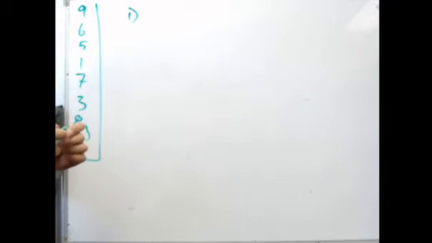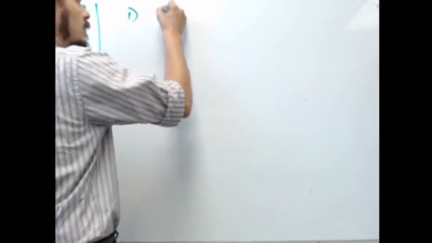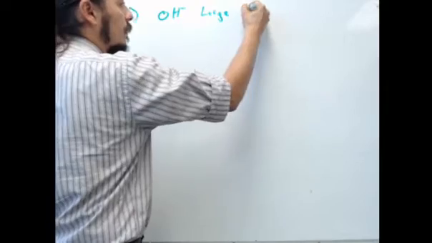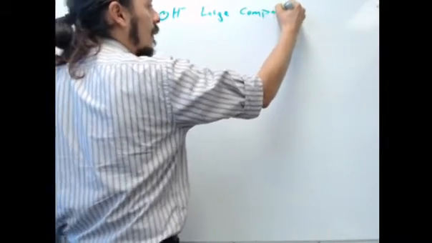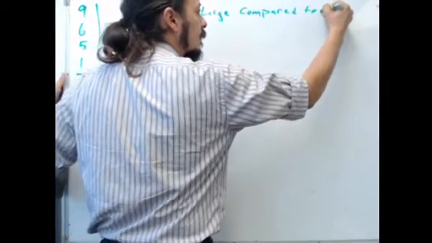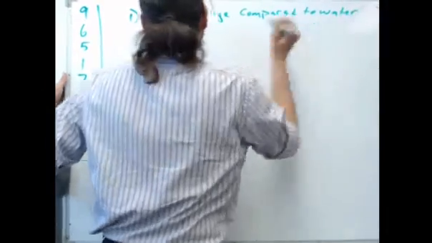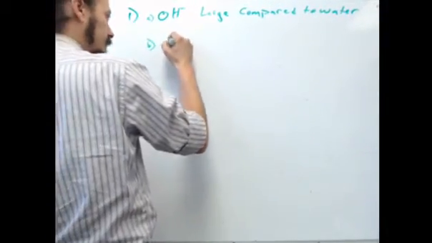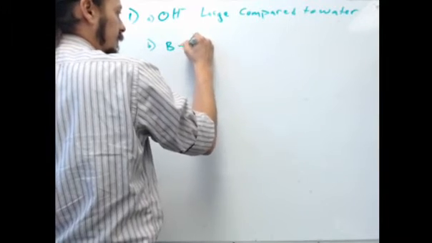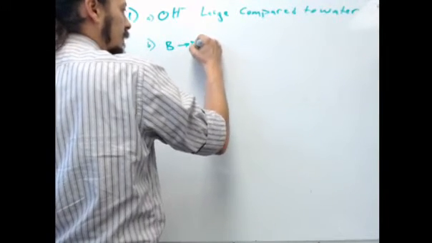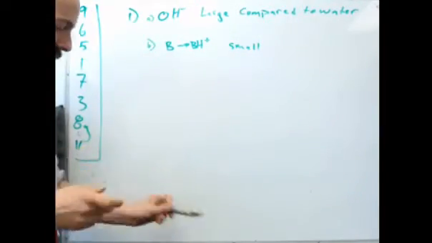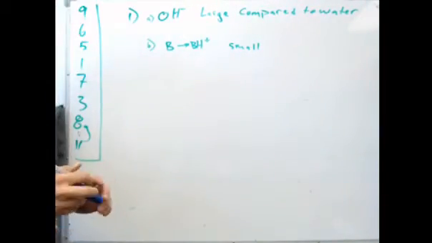And A is the contribution of OH from the base is larger in comparison to the contribution from the auto-ionization of water. And part B is the amount of base that dissociates is small in comparison to the initial base concentration. So I'm going to call these two different things.